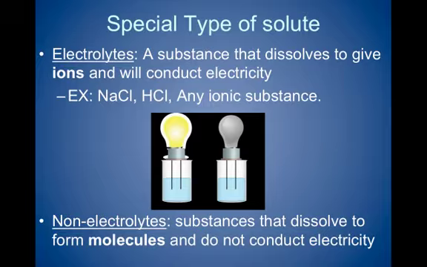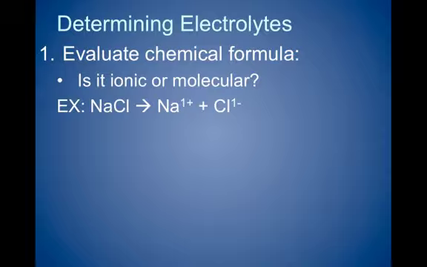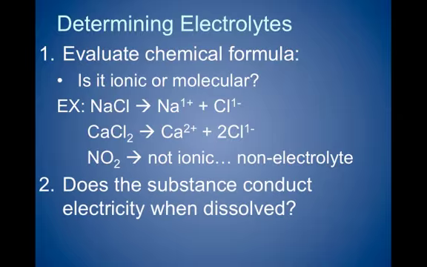So here's your general piece to look for in determining is it an electrolyte or not. First, look at the chemical formula. Is it ionic or molecular? If it's ionic, electrolyte. If it's non-ionic, or if it's a covalent molecule, it's a non-electrolyte. So NaCl dissolves into ions, that's an electrolyte. Calcium chloride dissolves, that's an electrolyte. NO2, nitrogen dioxide, that's a molecule, it's not ionic, it's a non-electrolyte.